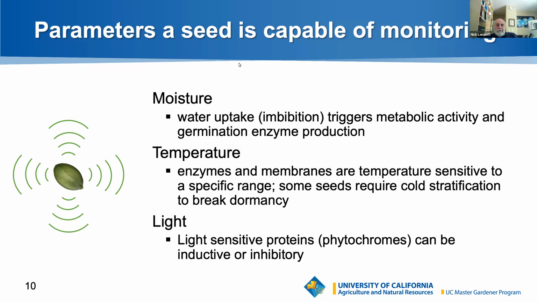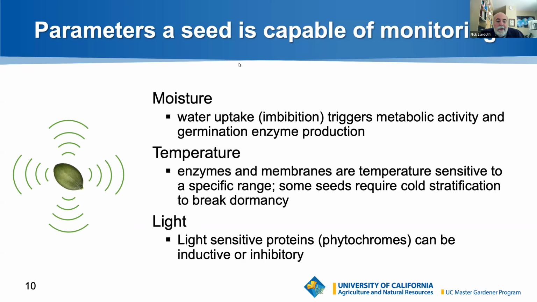Seeds are temperature sensitive. The membranes and enzymes in a seed are influenced by specific temperature ranges and only become active within that range. In addition, some seeds, before they will germinate, require cold stratification, which is exposure to low temperature and moist conditions meant to indicate winter.